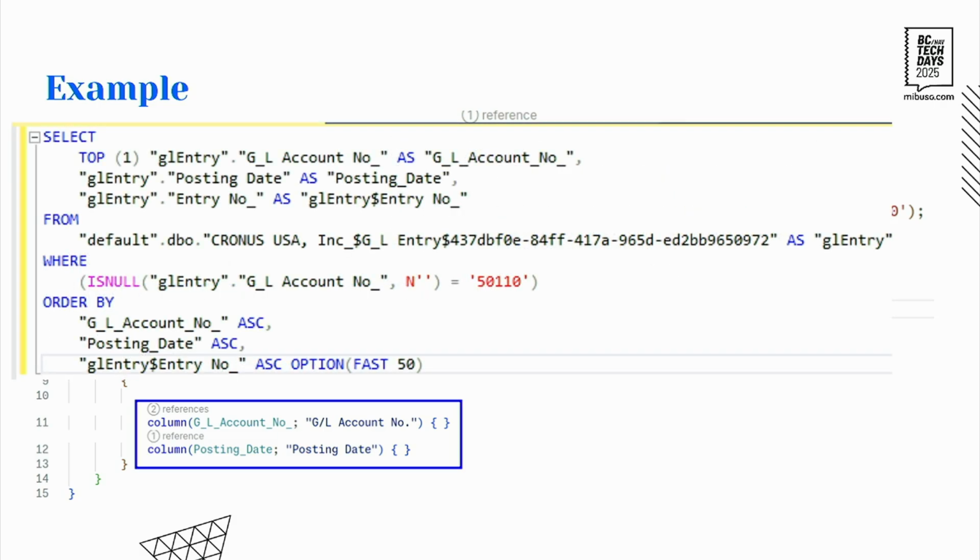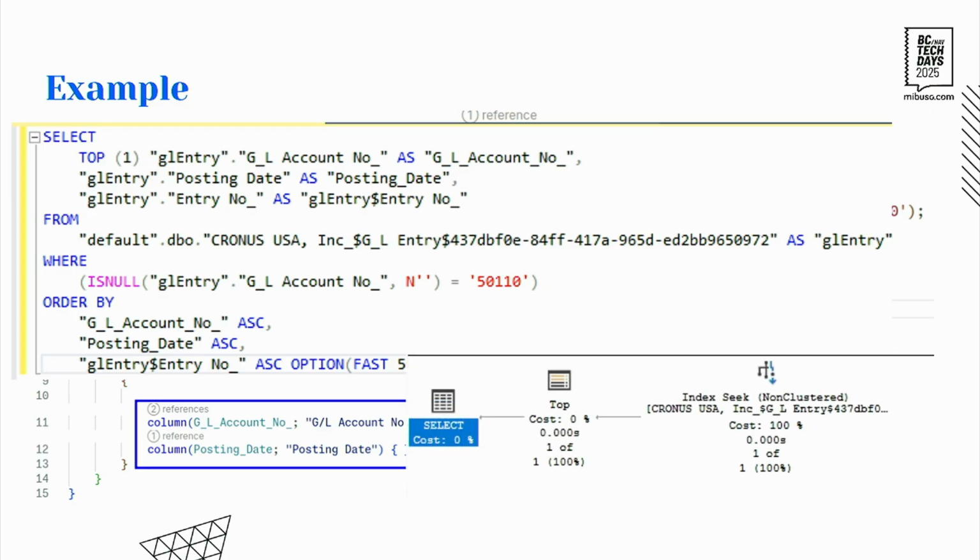Then the query looks like this. I just have top 1 again. I have the GL account number at the top, posting date, entry number, because primary key will also be read. I do have an order by still, but it's the same as my key, basically my index I created. And then the execution plan looks like this.